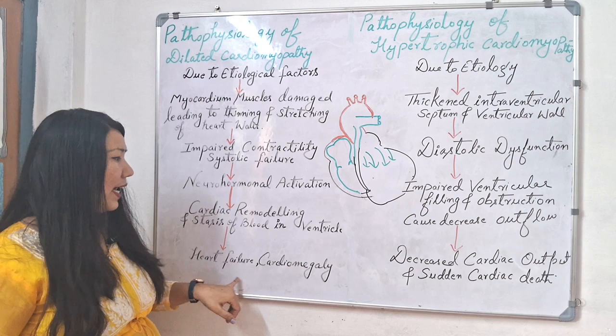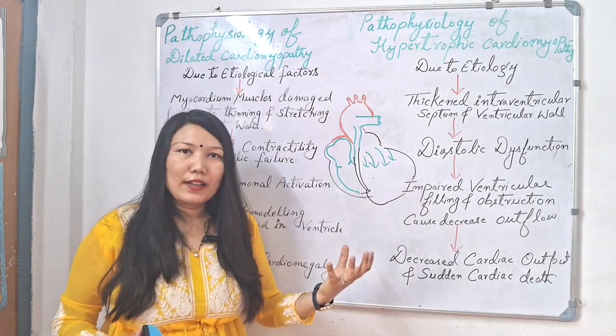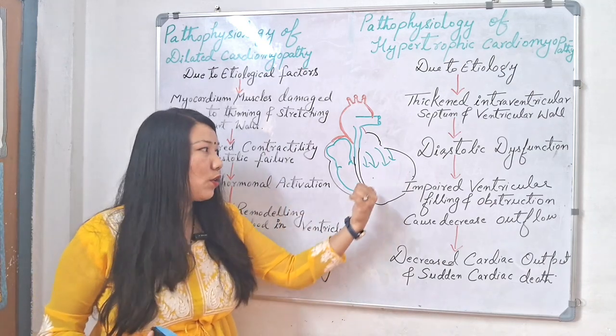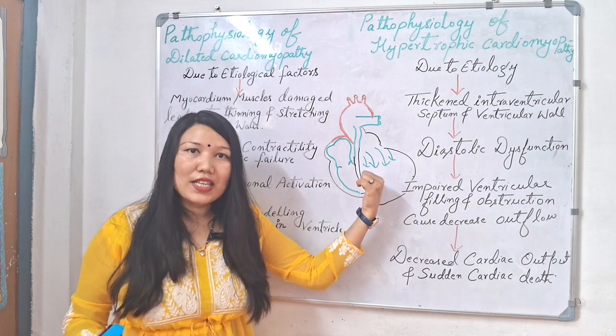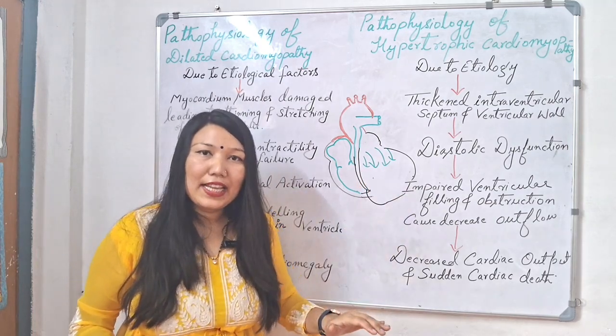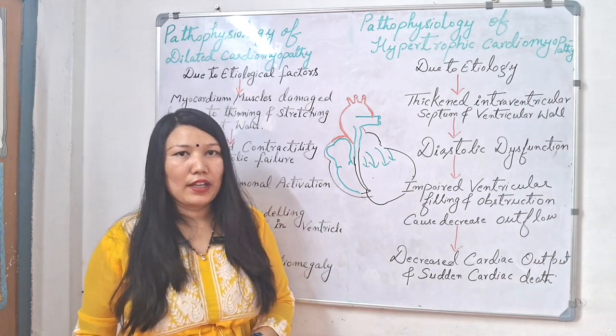Next, we have heart failure and cardiomegaly. Ultimately what will happen? The heart will not be able to fulfill the body's demand, and due to the neurohormonal activation, it will go into a more intense cardiac workout process. So the heart will give up. Okay, the heart will give up its activity and it will go into cardiomegaly, or we can say that it will go into heart failure.